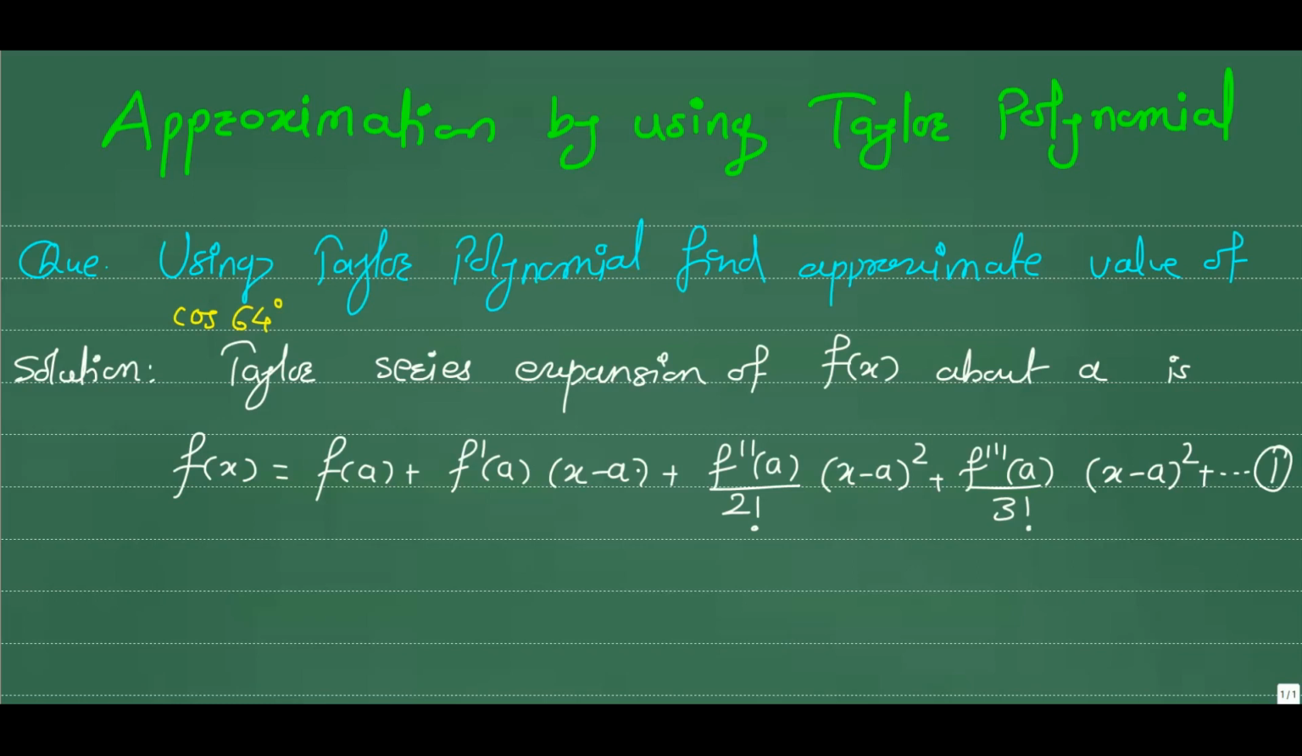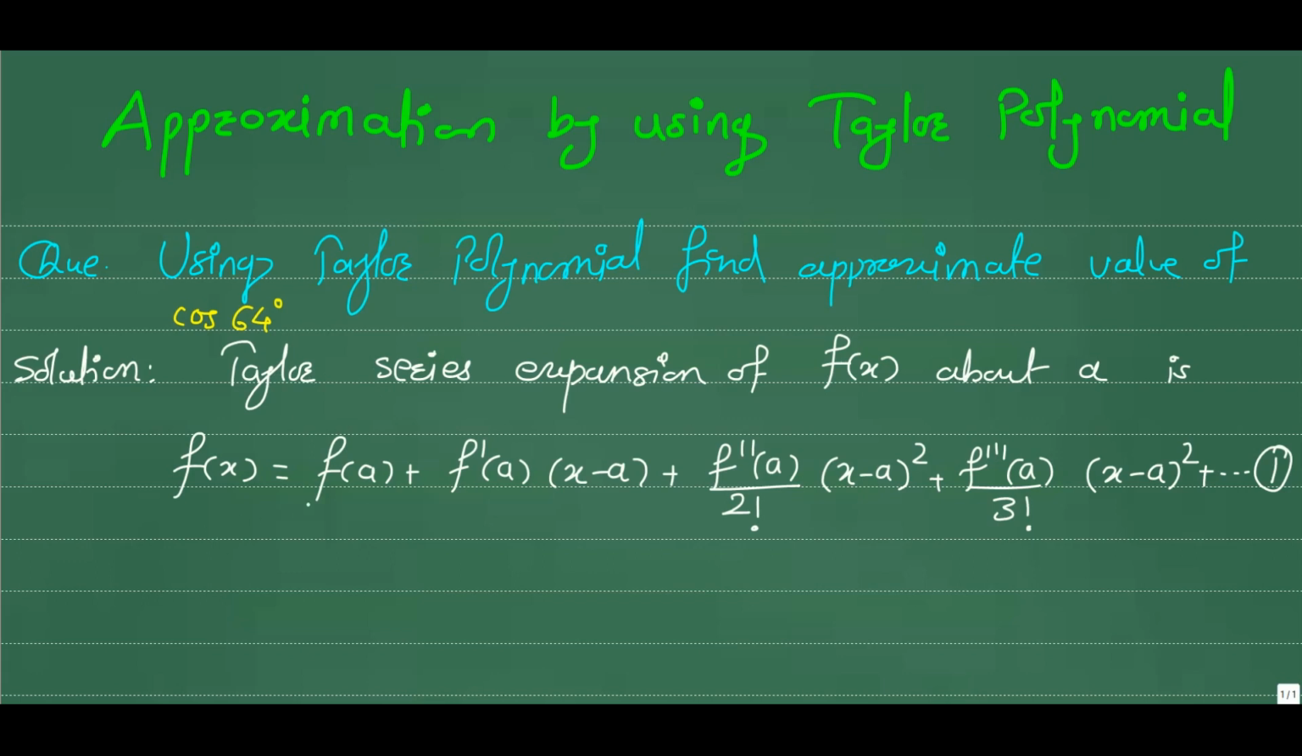Students, in today's video, we will see how we can use Taylor polynomial to find the approximate value of a function at any given random point. So here we will find the approximate value of cos of 64 using Taylor polynomial. First of all, we know the Taylor series expansion of f of x about a.